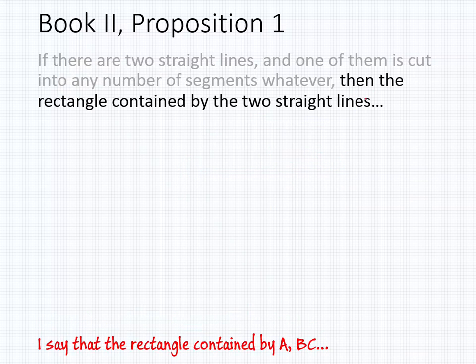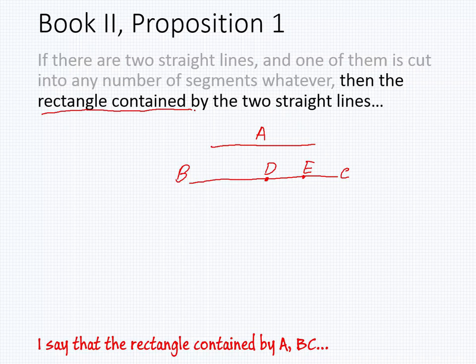Next, Proposition 1 says, then the rectangle contained by the two straight lines. But he says the rectangle contained by, and there's that definition that we saw, by the two straight lines. Well, what does that mean? What that means is if we translate and rotate A down to this point, such that we have the line segment A here, then we have a rectangle contained by the two straight lines A, BC.